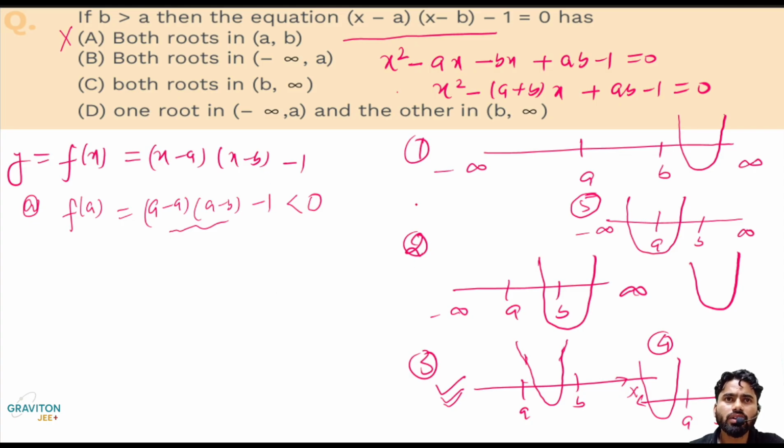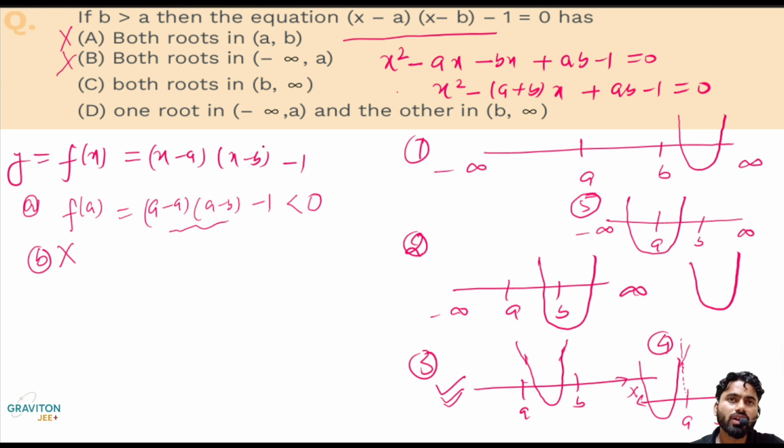Now look at the second option, both roots between minus infinity to a. For this you have to look at the fourth condition, both roots between minus infinity to a. So for this you have to calculate the value f(a), and that value should be positive, but you already calculated the value of f(a). So f(a) is negative, so option B is also not correct. So option B is not correct.